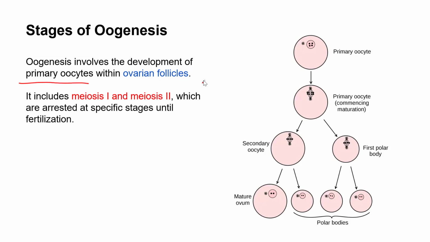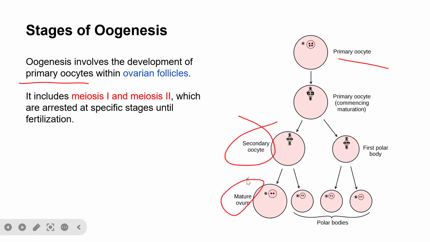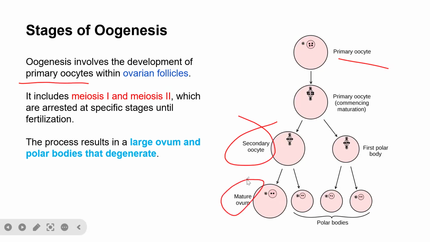So this is where we have the oogenesis started from primary oocytes. The primary oocyte will develop and then mature. Then we have a secondary oocyte or polar body. And finally, a mature ovum will be produced. So the process results in a large ovum and polar bodies that degenerate. So at the end, a large ovum will be produced and polar bodies. These are the end products of oogenesis, a large ovum and 3 polar bodies.